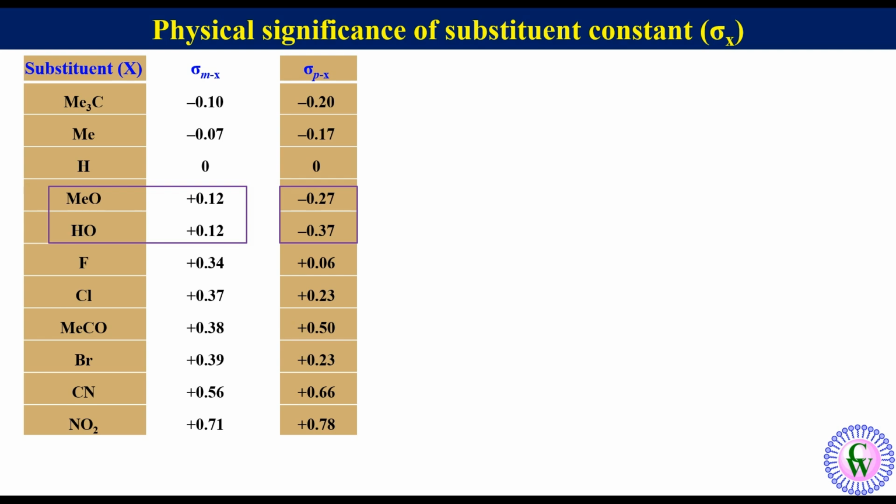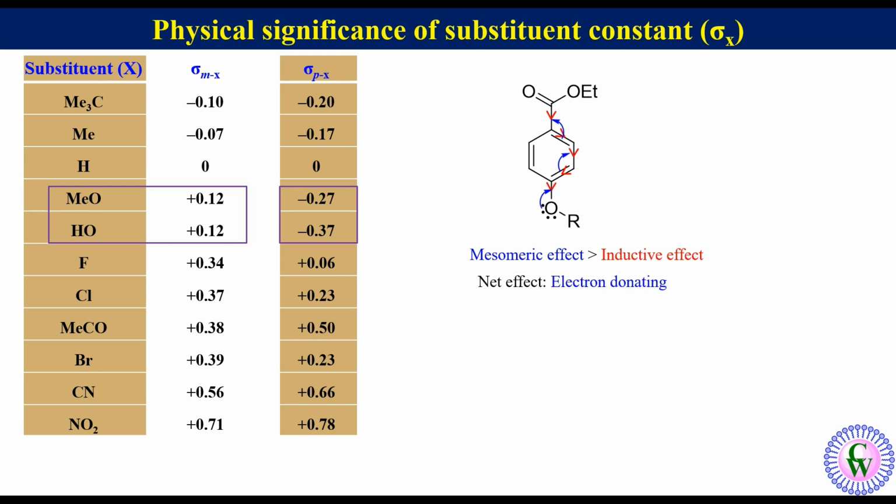This is because at para there are two effects operating in opposite directions: the inductive effect, by which they withdraw electrons, and the mesomeric effect, by which they donate electrons. The mesomeric effect dominates over the inductive effect. Therefore, overall they behave as electron donors. This is the reason why the rate of alkaline hydrolysis of 4-hydroxy and 4-methoxy esters is less than the rate of alkaline hydrolysis of the unsubstituted ester.